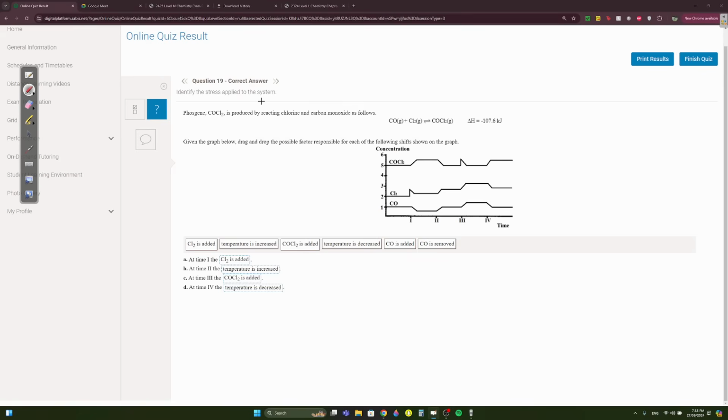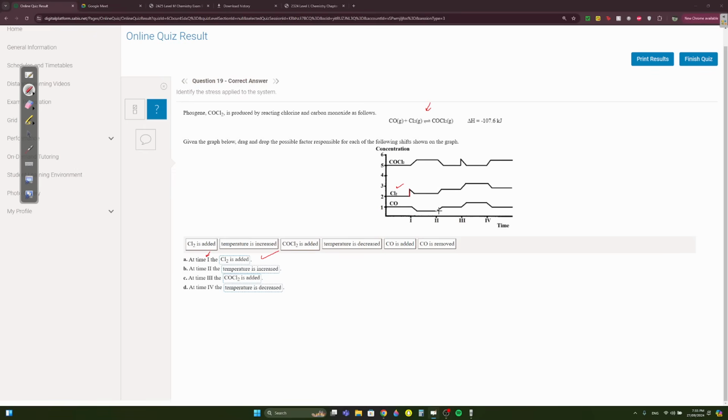What is this, man? Phosgene COCl2 is produced by reacting during this reaction. Okay, given the graph below, drag and drop. At what time? Okay, at time I, what happens? At time I, we observe Cl2 had a bump, had a spike. If anything has a spike, that means Cl2 was added. Self-explanatory.